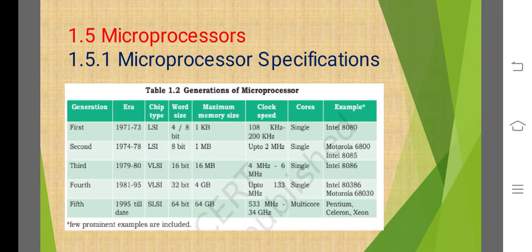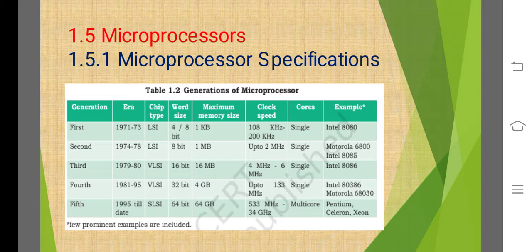Word size means the maximum number of bits that a processor can process at a time. That means in the first generation, word size is 4 or 8 bits, the maximum number of bits the microprocessor handles at a time. Earlier a word was 8 bits. Similarly, now it moves to 16 bits, and the maximum word size is now 64 bits.